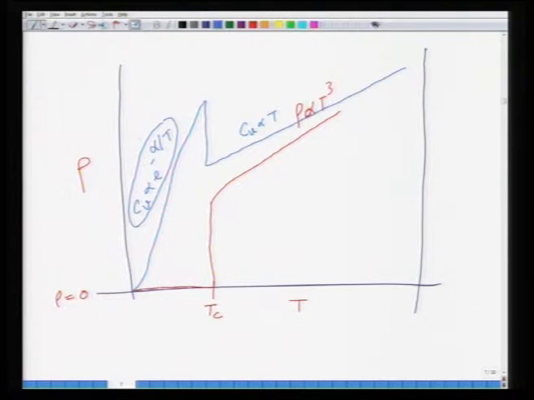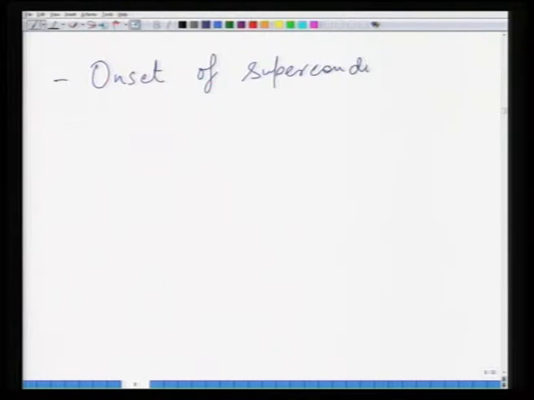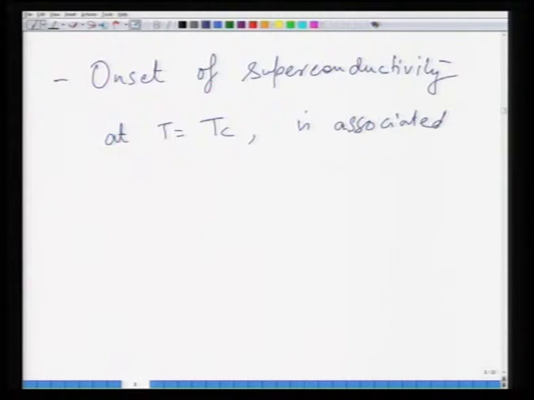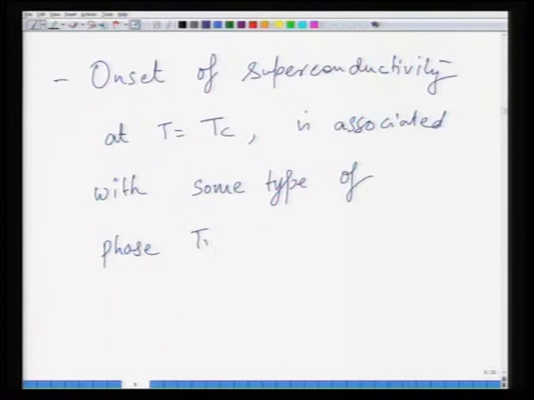And you see that near the transition, you have an abrupt change in the specific heat. If you are aware of the discussion that we carried out on phase transitions in ferroelectrics, such abrupt changes in physical properties like specific heat are a signature of some type of phase transition. So, essentially what you can say is that the onset of superconductivity at T equal to Tc, which is the critical temperature, is associated with some type of phase transition. Okay. So, this is essentially what happens physically in superconductivity.